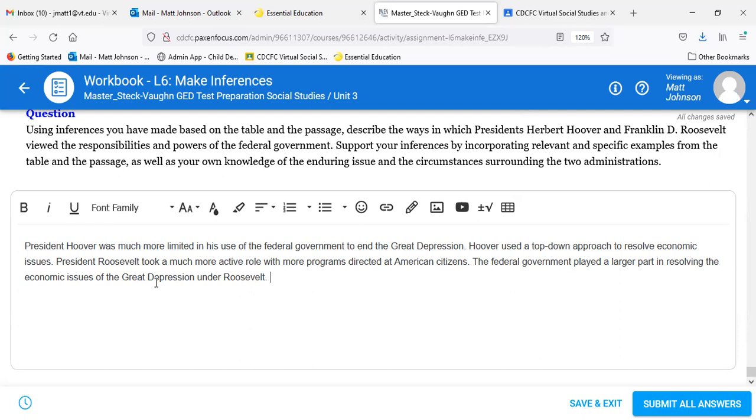But what's most important there too is, you understand how we're making that inference, right? Just making sure that you can see how those things coincide.